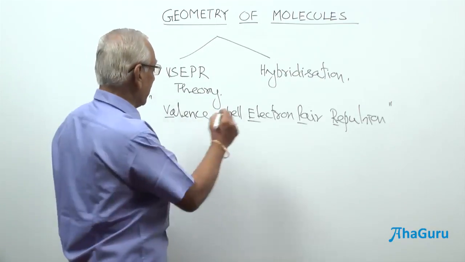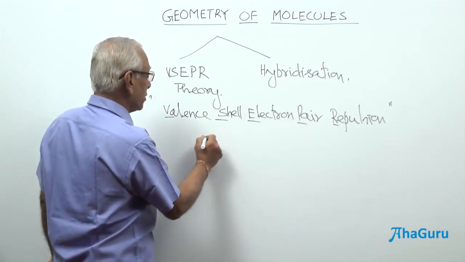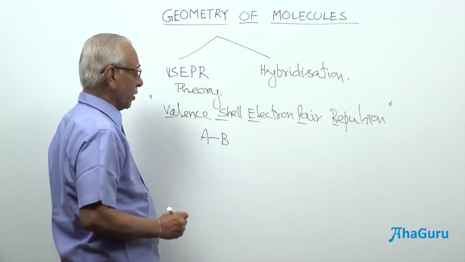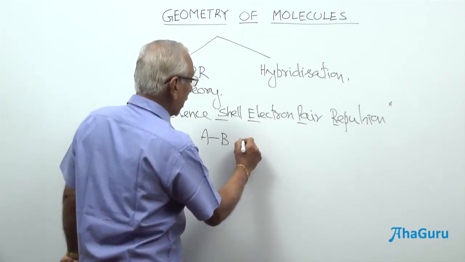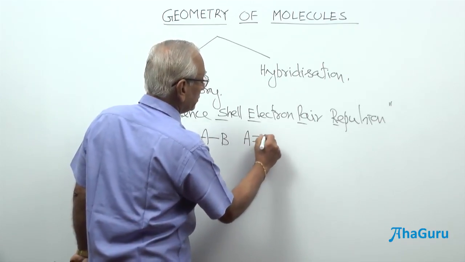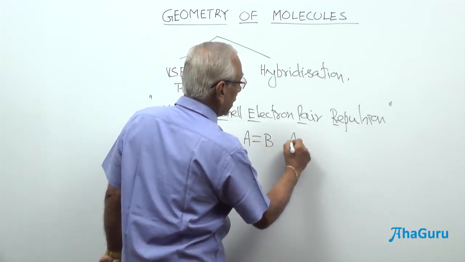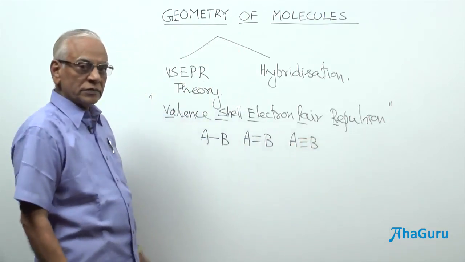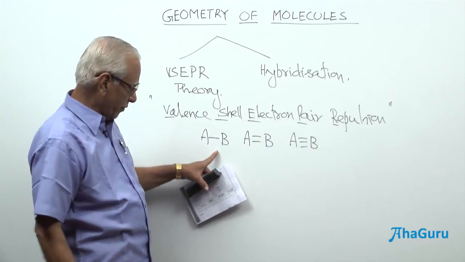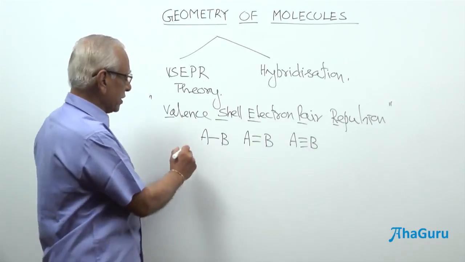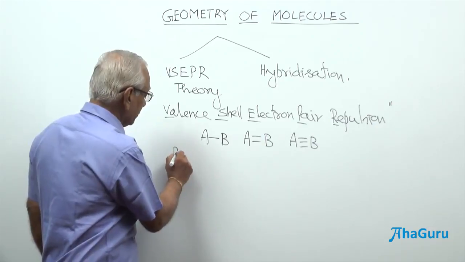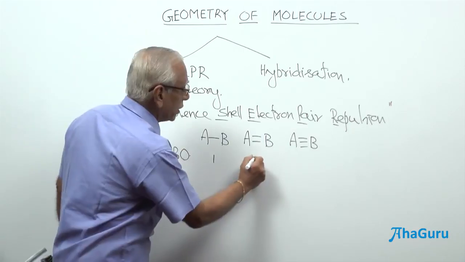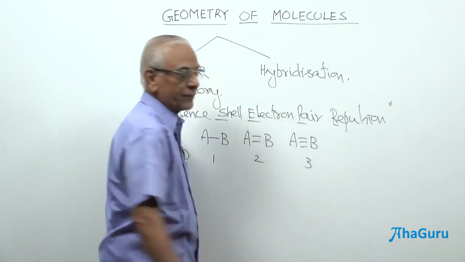My dear students, whenever two atoms combine together, they could form a single bond, or a double bond, or at maximum a triple bond. The number of bonds can be considered as bond order. Bond order is 1, bond order is 2, and bond order 3.